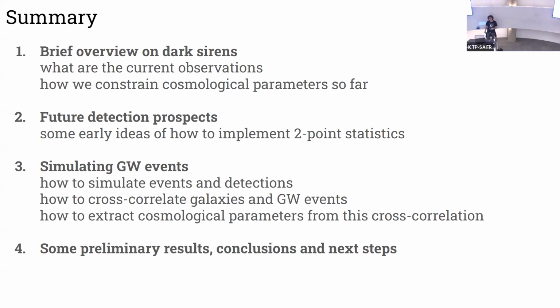Then that's where we enter with this project: we're trying to simulate some future detections and to do 2-point statistics between galaxy catalogs and these gravitational wave catalogs. And then I'll tell you how we simulate these events, how we simulate these detections, and how we do exactly these cross correlations and how we constrain, for example, the Hubble parameter. And then I will show you some quick, very early results and conclude.